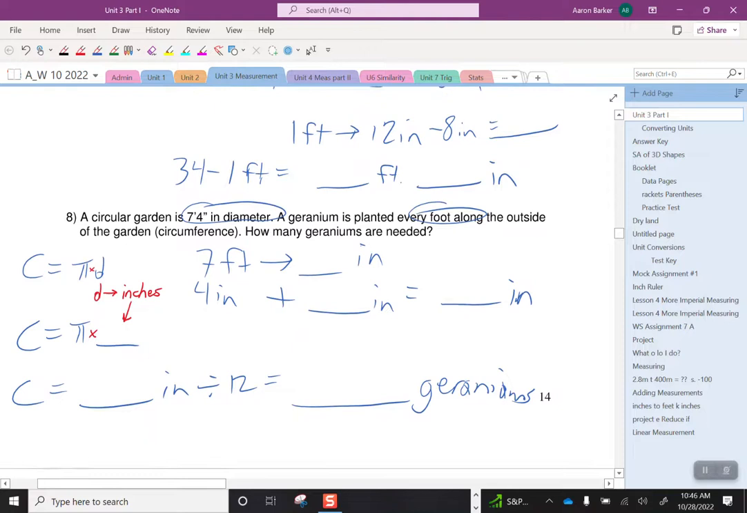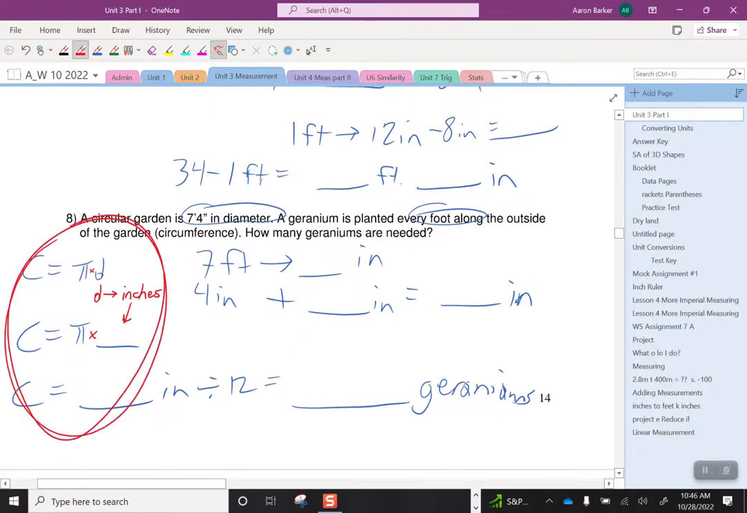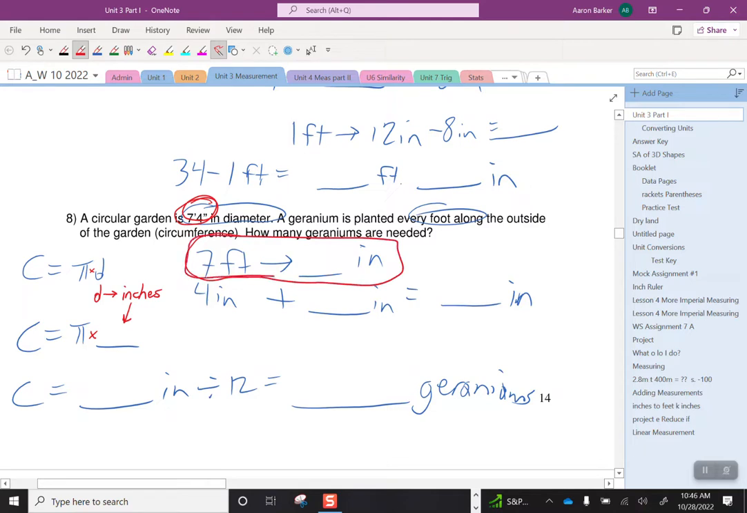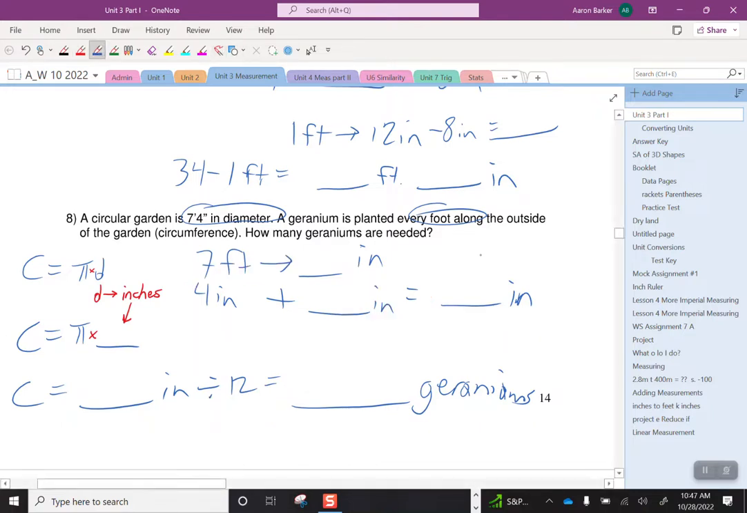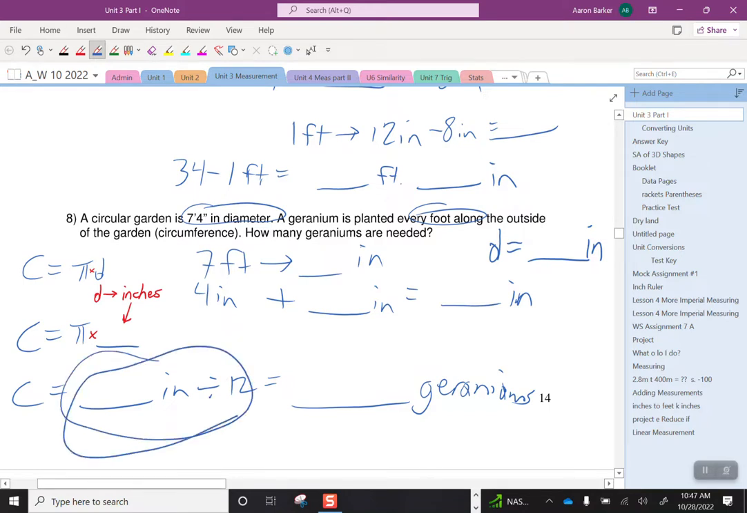This last one here, I had you copy this down. What we've got to do is figure out the diameter. In order to do this calculation, because it's in feet and inches, we've got to convert the feet into inches. So 7 feet is how many inches? And then we add the number of inches to 4. We're looking for a grand total of our diameter in inches. Then we can do our math. Now it's every foot, so you would simply take your circumference and divide it by 12.